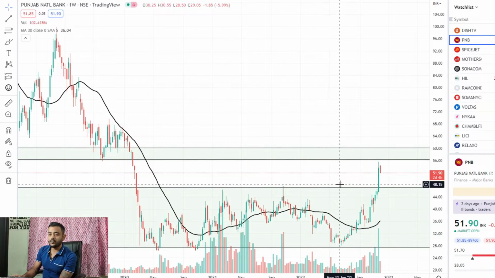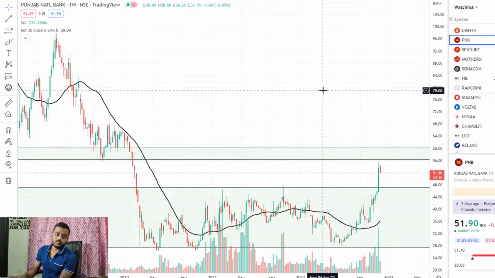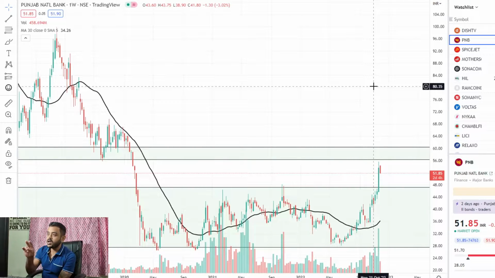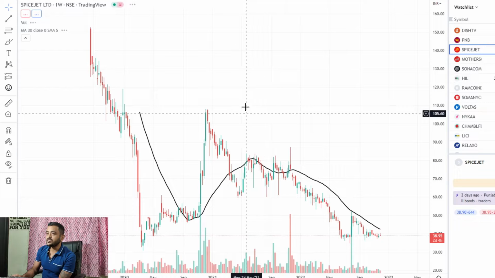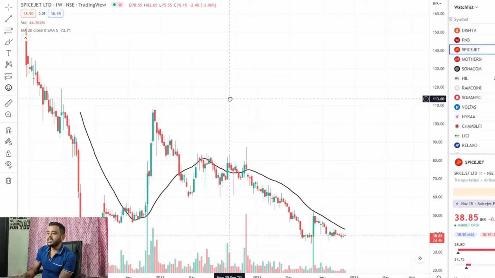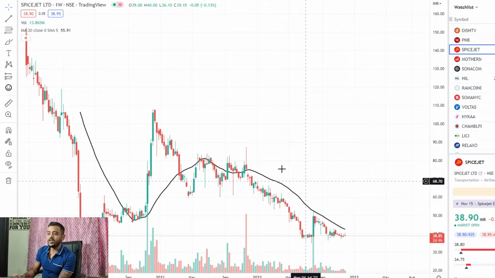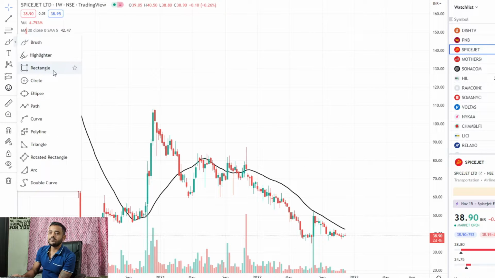PNB is performing well, and PNB is of course from the banking sector and the PSU bank sector, and both of these sectors are outperforming the market. So I'm keeping my eyes on PNB with heavy interest. And these are stocks like SpiceJet. You see, it's been in stage 4 for a very long time. Now it is sort of creating a base. How?